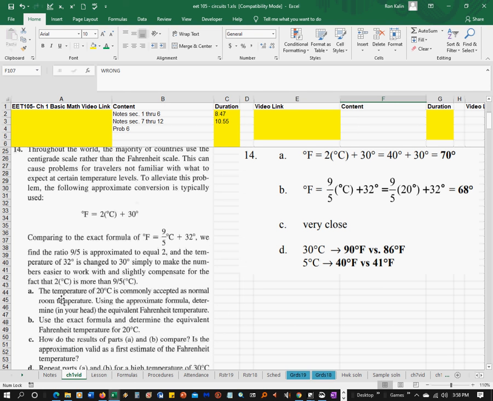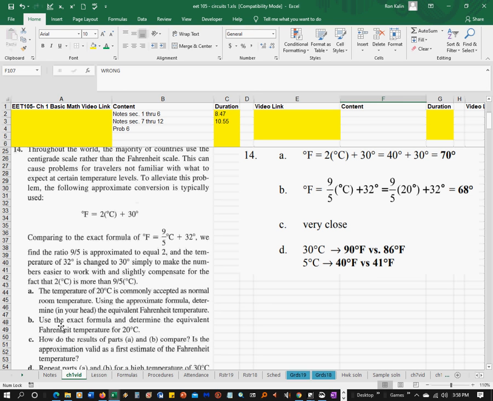So part A says the temperature of 20 C is commonly accepted as normal room temperature. Using the approximate formula, determine in your head the equivalent Fahrenheit temperature. So you use this formula. You take 2 times 20, which is 40, and add 30 to it to get 70, as shown here.